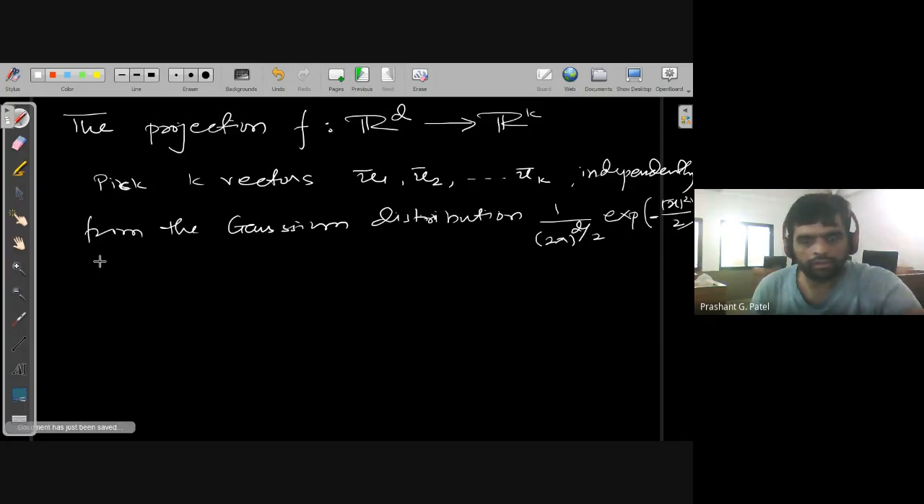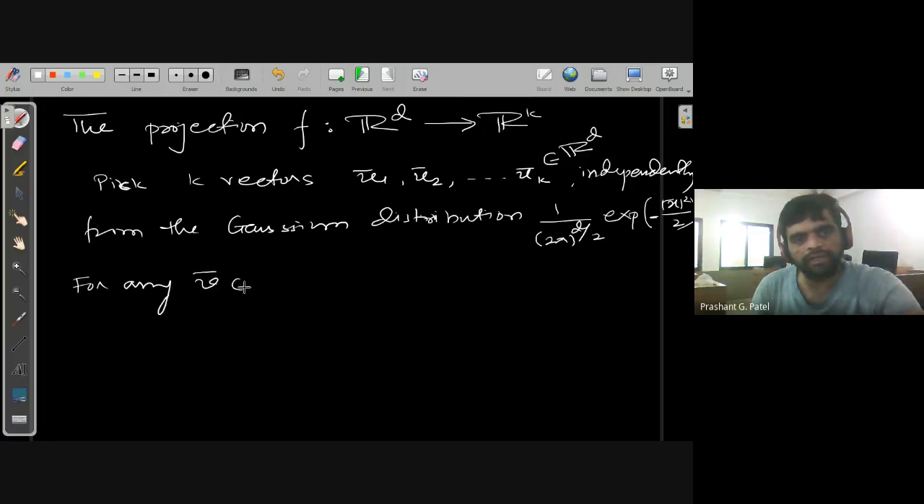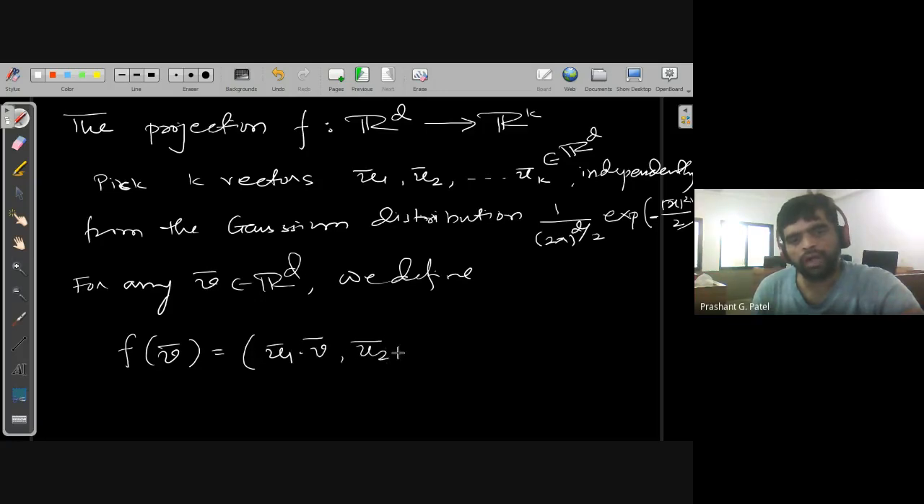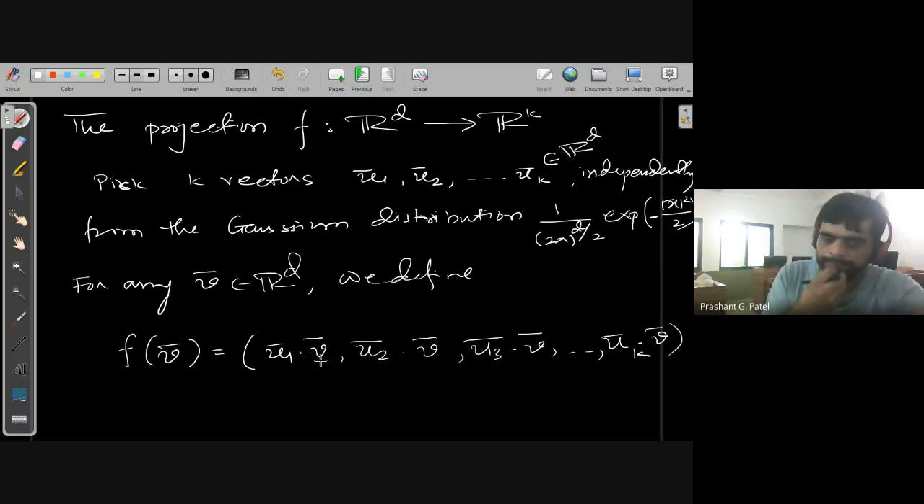Now u1, u2 up to uk all belong to R^d. You have to pick k vectors from R^d, and we now define, for any v bar in R^d, the function f, that is the projection function. f of v bar is equal to the dot product of u1 bar with v bar, u2 bar with v bar, u3 bar with v bar, and so on up to uk bar with v bar. Here the product is a dot product between the vectors u1 and v bar, and the projection is this function.